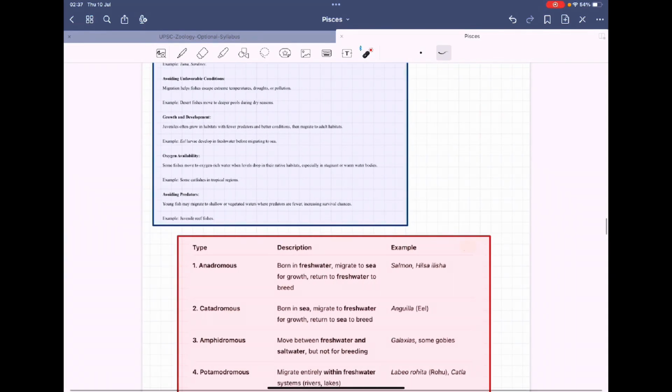Then we have different types of the migration based on the movement from freshwater or the marine or the salt water concentration.